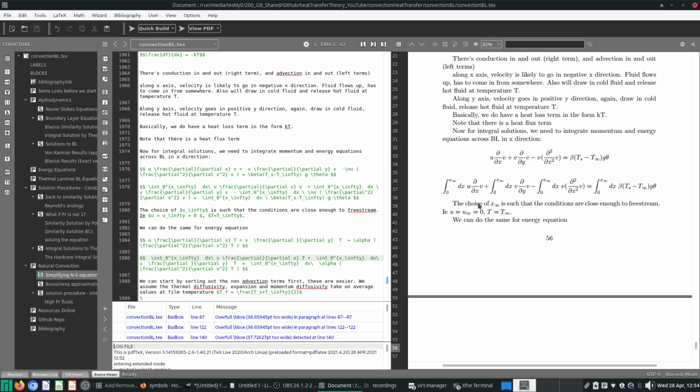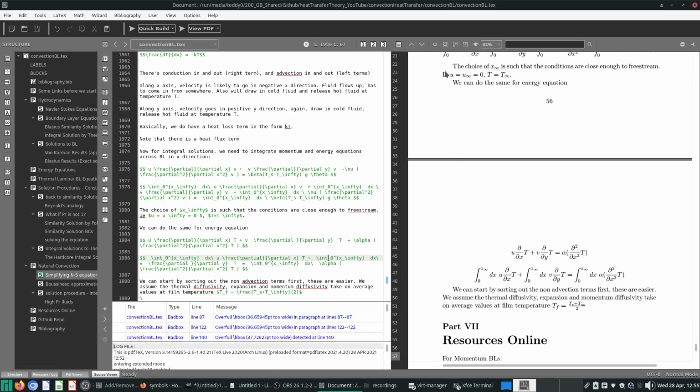We integrate to the point where we have all our free stream conditions: u equals u infinity, which is 0, v equals v infinity, which is also 0, and T equals T infinity, the free stream temperature. We can do the same thing for the energy equation here. We integrate with respect to x. I just put the dx in front because it's easier to copy and paste.